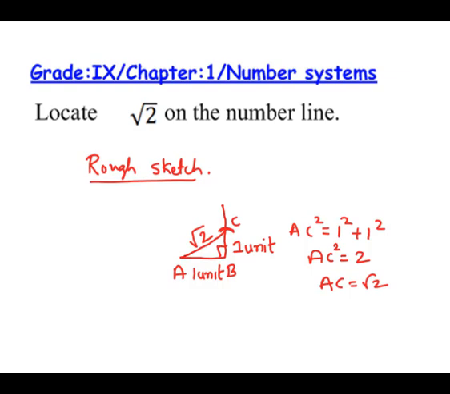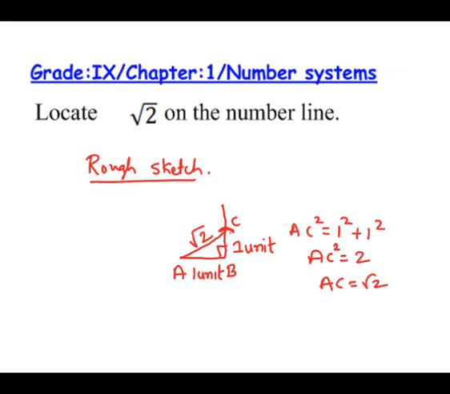Now what I will do, using a compass, I will measure the length of AC and draw an arc on the number line. Wherever the arc intersects the number line, that is the location of root 2. Now if you want to locate root 3 on the number line, the same procedure will be followed.